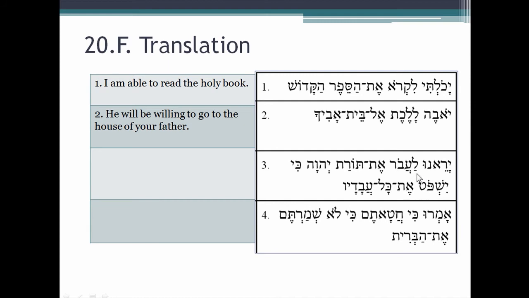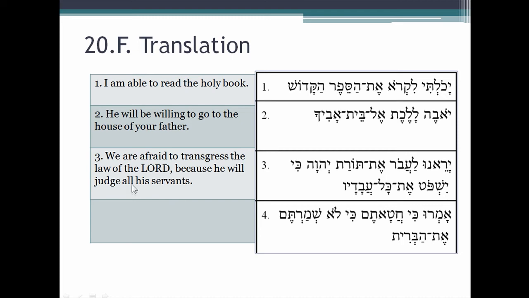La avor. Okay, if we know our vocab, we have a preposition, and avar is a verb. So we know this is an infinitive construct, and we have shava holam. So we are afraid to transgress or to cross the law of the Lord, for or because yishpot. Okay, verb form, shafat, you should be able to pick that out from your vocabulary. That means the yod is a prefix, which means this is an imperfect form, kal imperfect. So the law of the Lord, because he will judge, et direct object marker, he will judge kol, all avadav, his servants. And it's servants because why? Because the suffix here, av, is one that goes on plural nouns. So we are afraid to transgress the law of the Lord because he will judge all his servants.